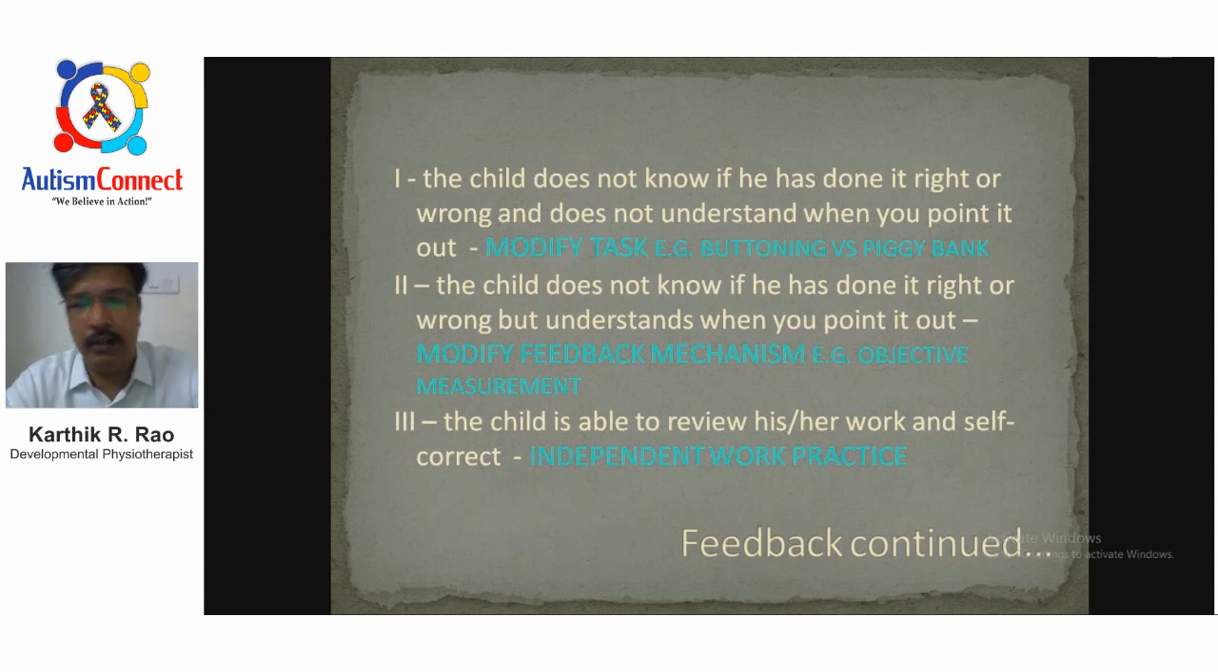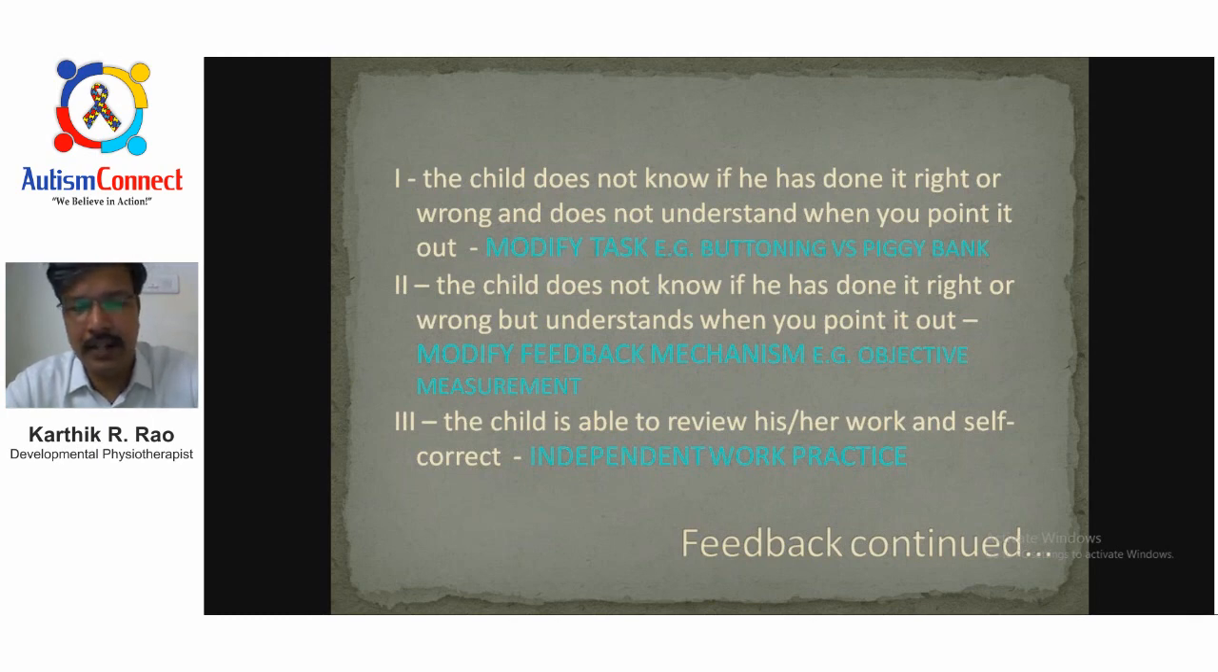And probably I would then keep the piggy bank next to the child's buttonhole and ask him to put the coin inside and see if he's able to bend his neck and look down and put the coin inside the piggy bank. And once he's able to do that, I move on to buttoning. In level 2, the child does not know if he has done it right or wrong, but understands when you point it out. So the child does it, he is more intent on finishing the task and he doesn't actually check his work. Then you are able to tell him that this is wrong and he realizes, okay, I've done this wrong, and then he changes it.